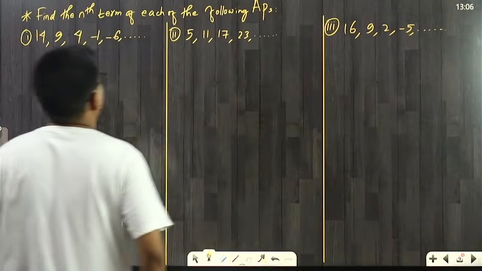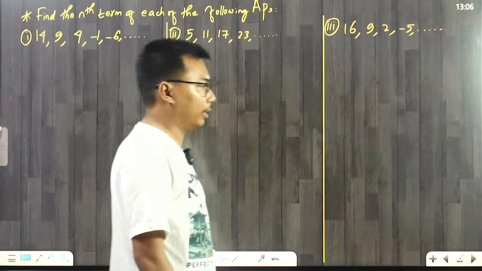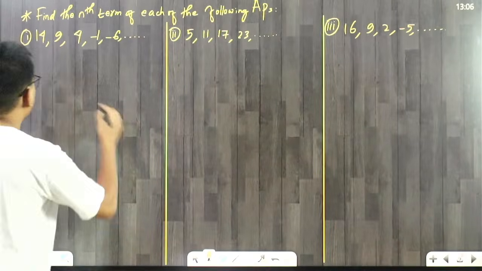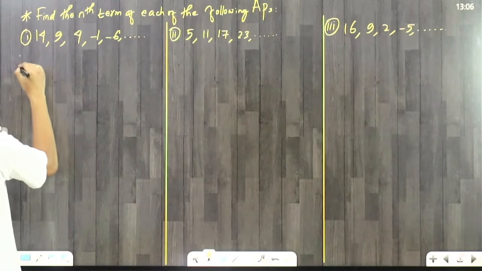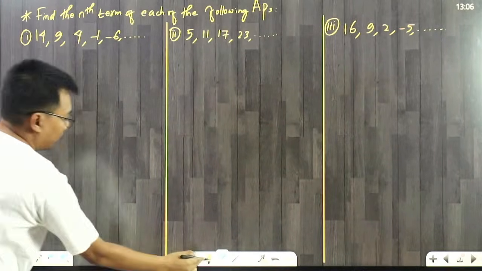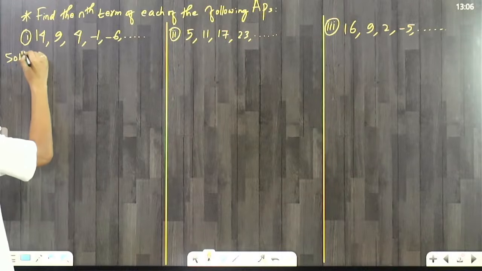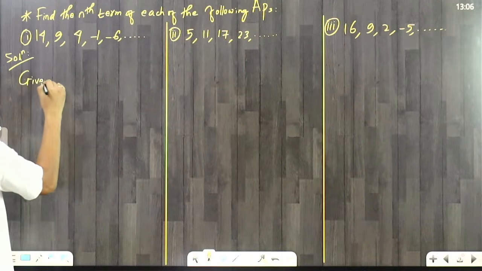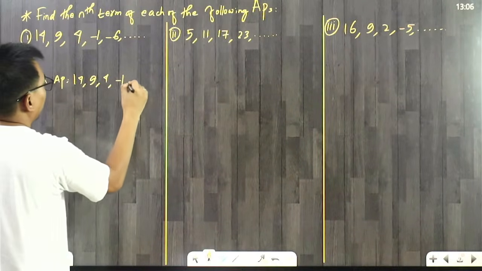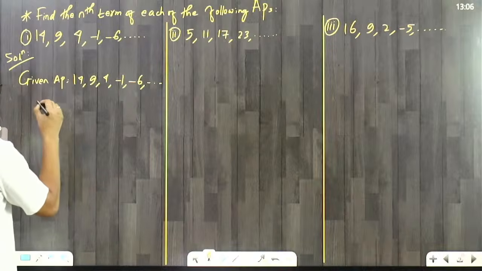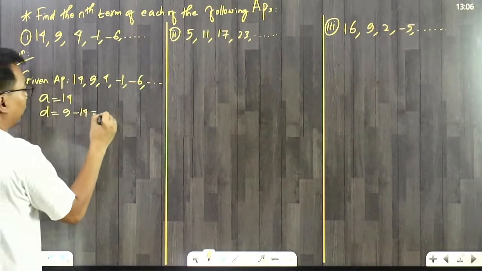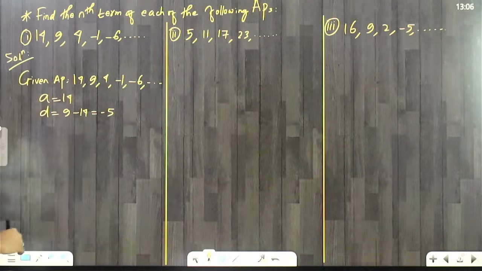Our question number 9. Find the nth term of the following APs. We have to find the nth term here. So how do we do that? First of all, let's write our AP. Solution, given AP: 14, 9, 4, minus 1, minus 6, and so on. A is equal to 14 here. D is 9 minus 14, which will be minus 5.